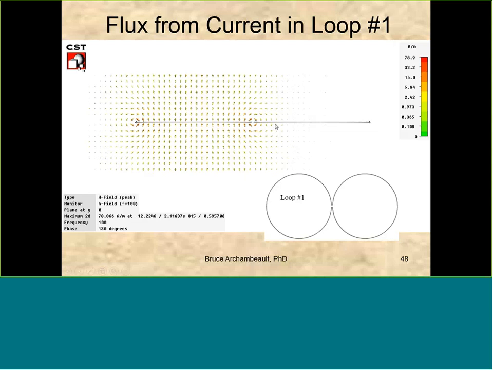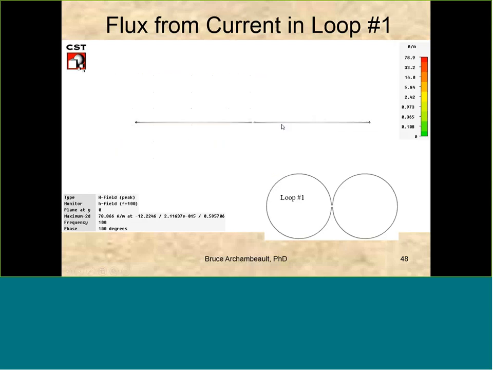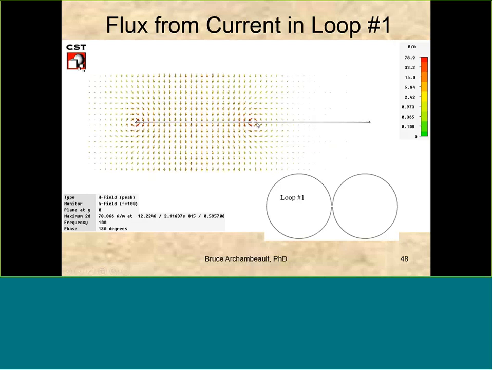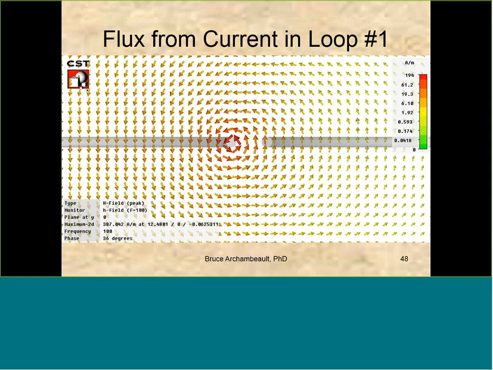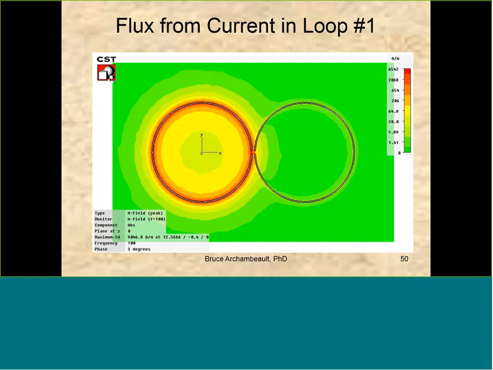If we go away from the loop, whether it's on the left or the right, you can see the magnetic fields are changing very quickly and getting smaller. So if I was to move this second loop further away, maybe starting about halfway out from where it is right now, there'd be very little magnetic field going through that second loop. Therefore, the mutual inductance would be less. And if I zoom in, we can see the same effect here. This is the same thing, just showing colors instead of arrows.